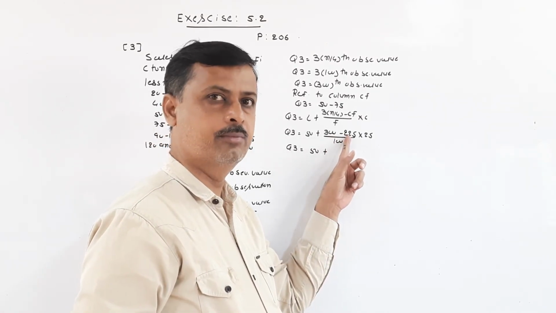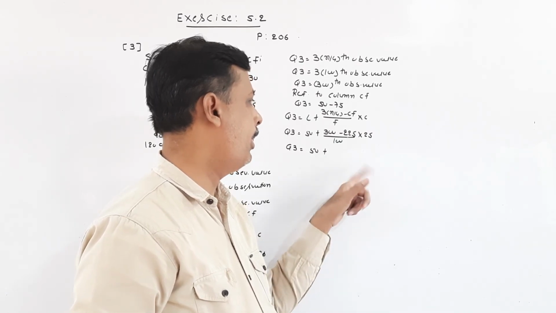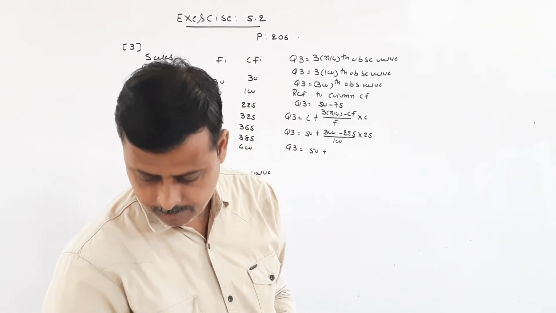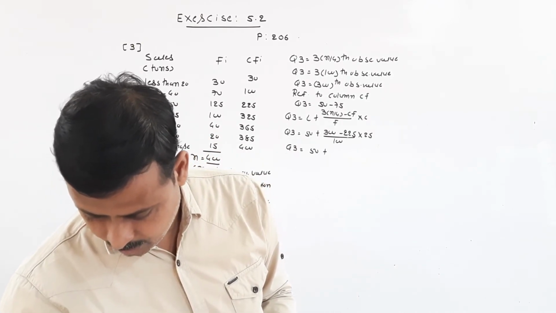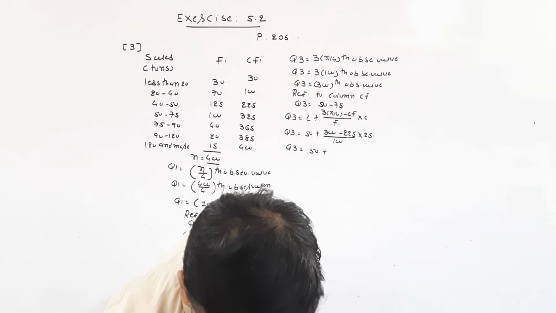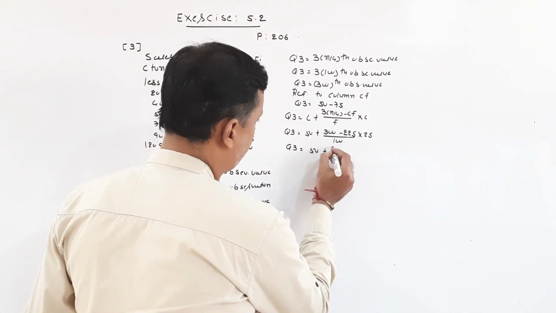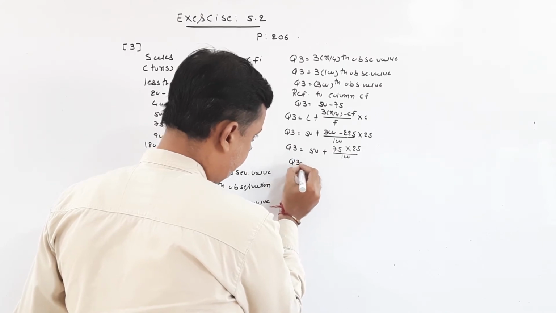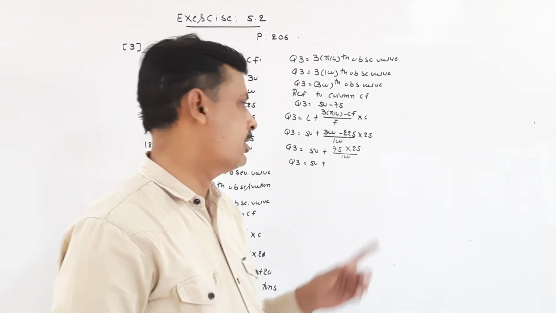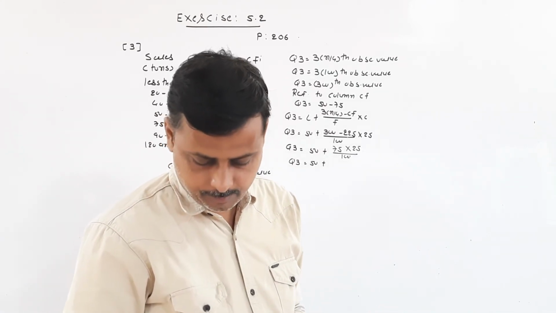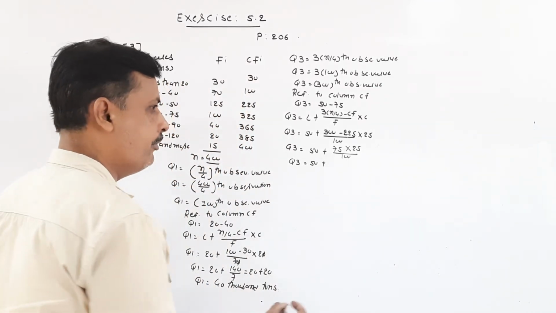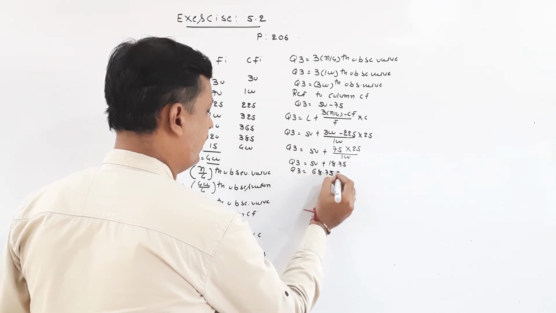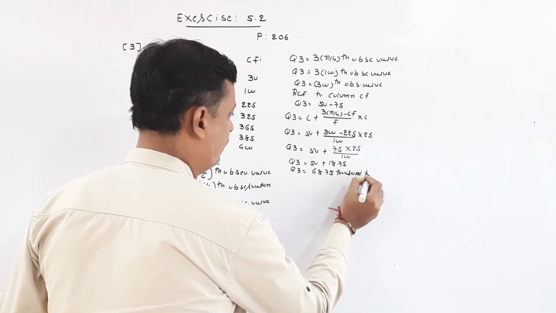300 minus 225 to 75, उसको 25 से मल्टीप्लाई करो और 100 से डिवाइड कर लेते हैं, Q3 की वैल्यू आपको मिल जाएगी। So Q3 is required here, 75 into 25 upon 100, so value that is 18.75. Q3 is equal to 68.75, 1000 tons.